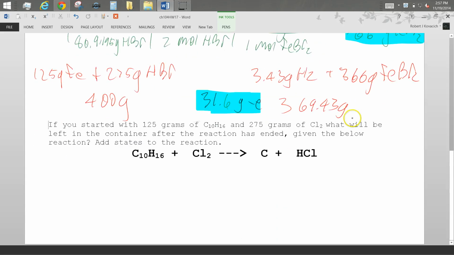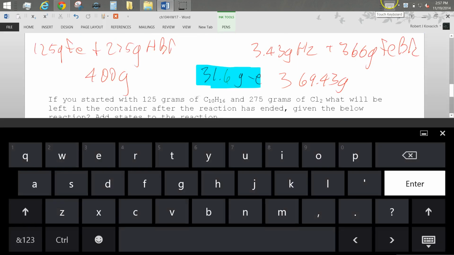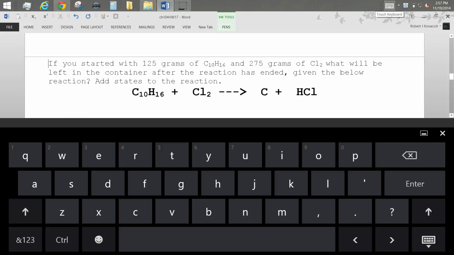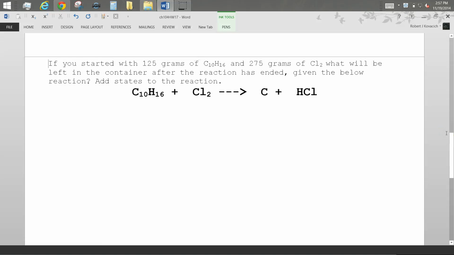Can I say something about a lot of calculator work? I know, you can thank me later. So let's do the exact same thing with the next problem.